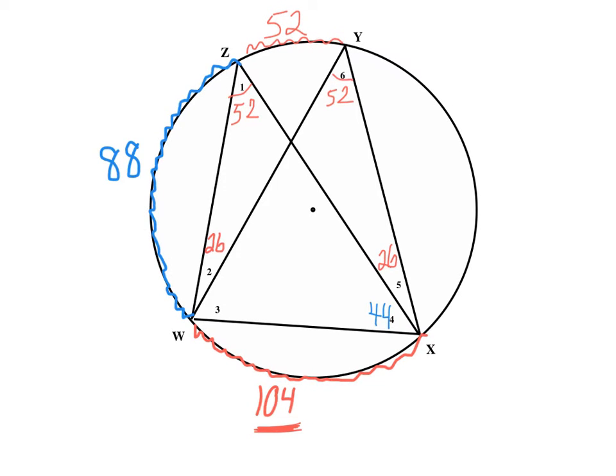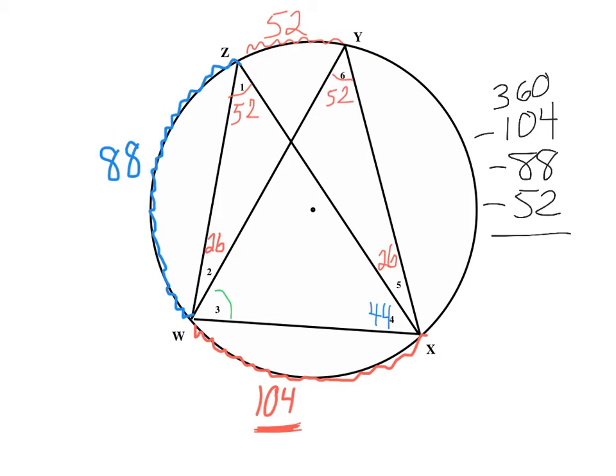So at this point, the last angle I'm looking for would be angle 3 down here. And I can see that angle 3, it's once again an inscribed angle, and it opens up to this arc, YX. So let's focus on trying to solve for YX. Well, that's the last arc I need out of the entire circle, the 360. So what I'm going to do is use 360, and I'm going to take away all the arcs I do have, the 104, the 88, and the 52. Which gives me 116.